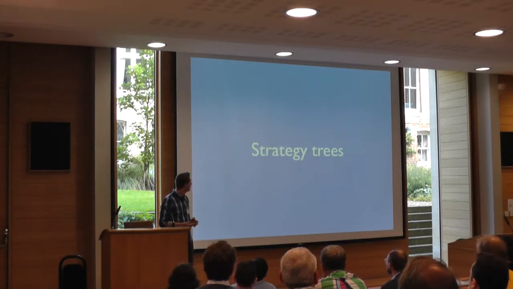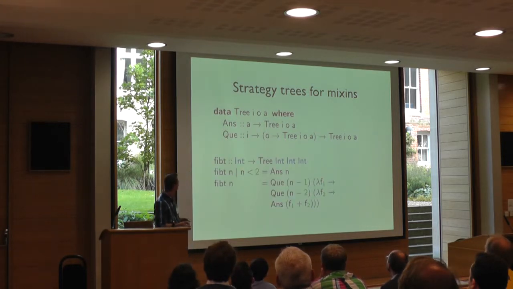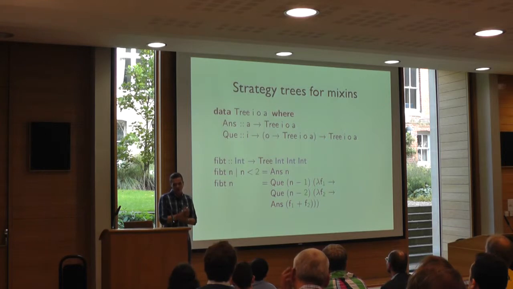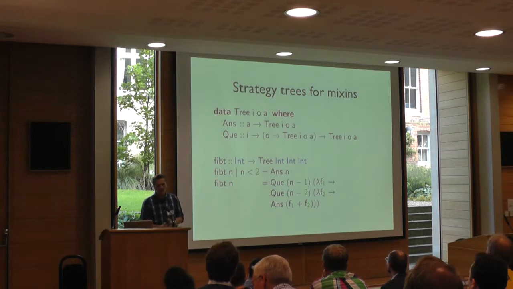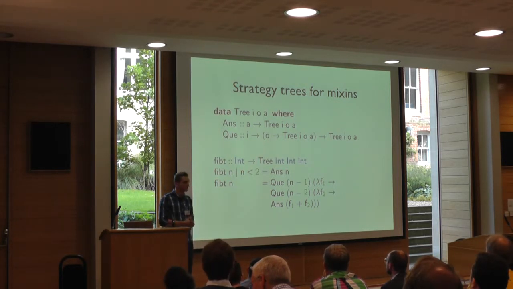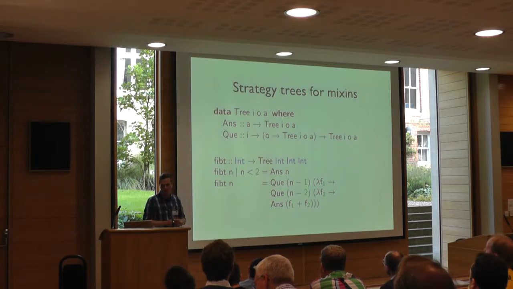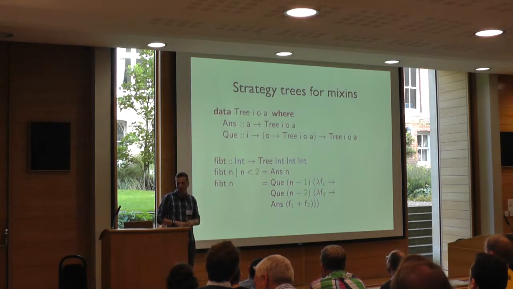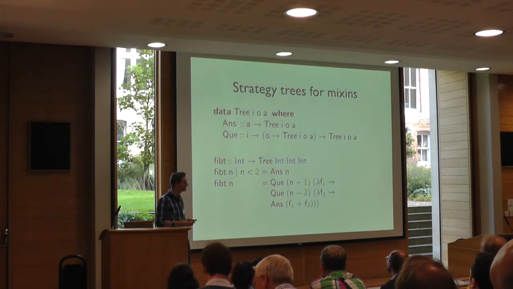Here's the definition, but it's better explained with an example. So here's a strategy tree implementation for the Fibonacci component. The tree has two constructors, answer and query. Answer encodes a finished computation. So we return an answer, which is the first constructor. You can see that in the base cases, we can immediately return because we don't perform any recursive calls, and then we also produce an answer in the step case.